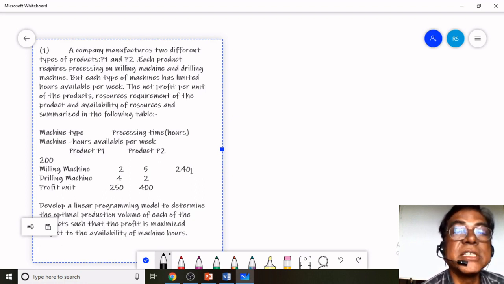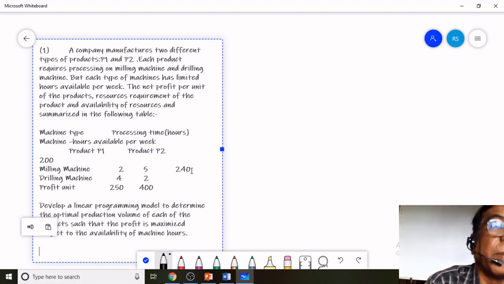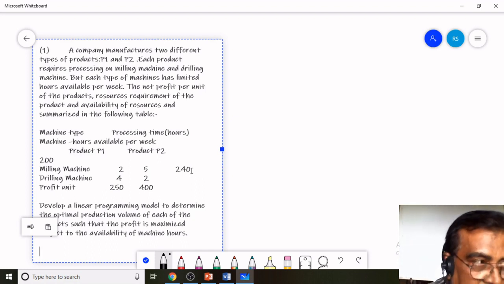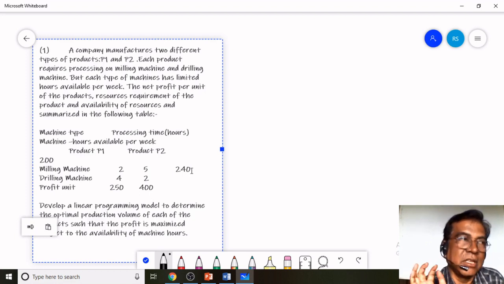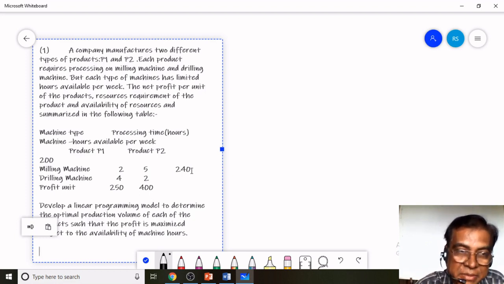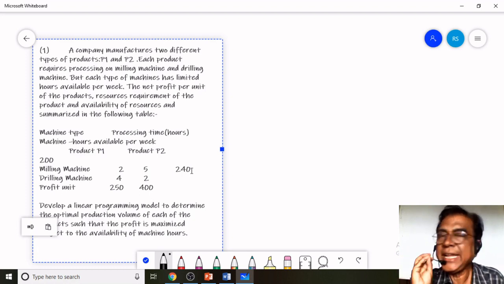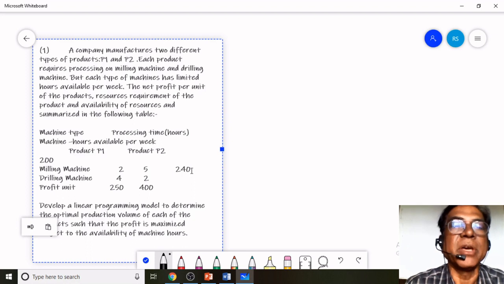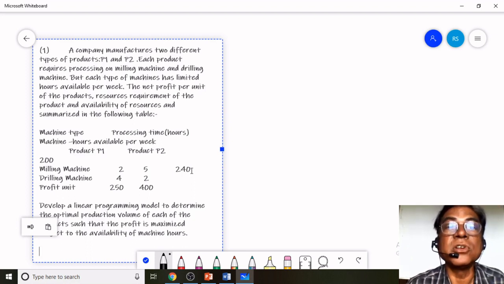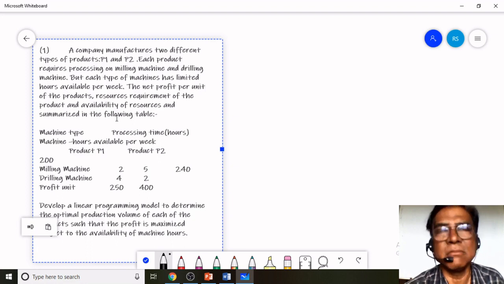But each type of machine has limited hours available per week. Please note the important point: availability, maximization, minimization. These types of words are very, very important. 90% of students are not able to understand the word availability. The net profit per unit of the product, resource requirements of the product, and availability of resources are summarized, and the values are given.